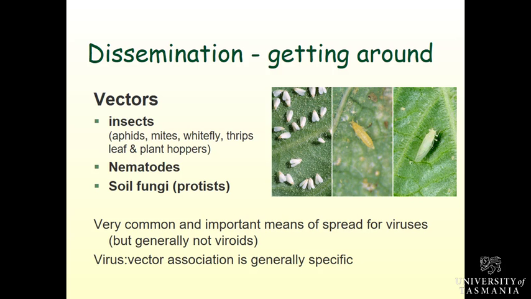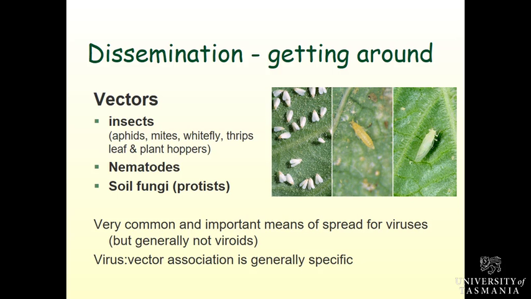Vectors are really important. So insect vectors, nematode vectors, some fungi vectors can transmit viruses. Whiteflies, thrips, leafhoppers, aphids are really, really important. As I mentioned, these guys are important because they have wings, so it's pretty easy for them to move from plant to plant. They can actually travel over long distances and carry a virus in that manner.